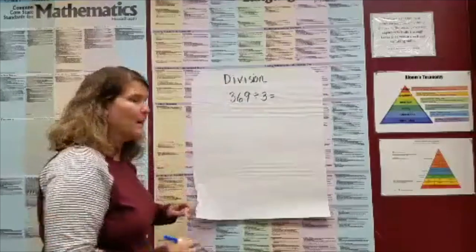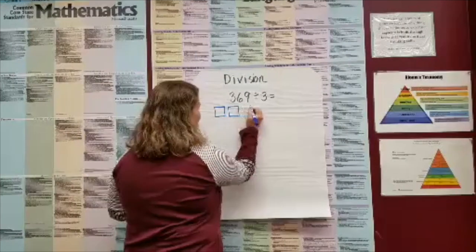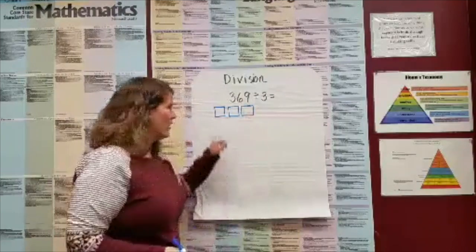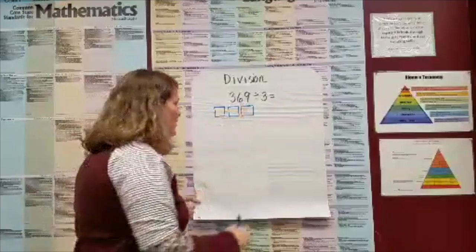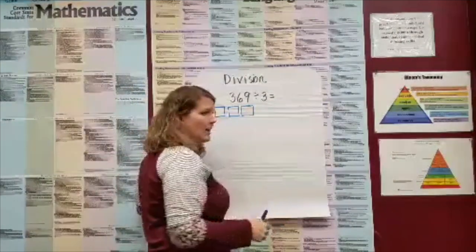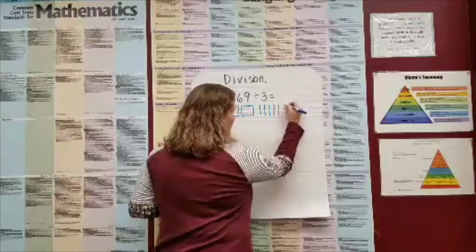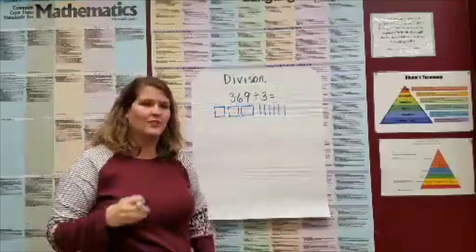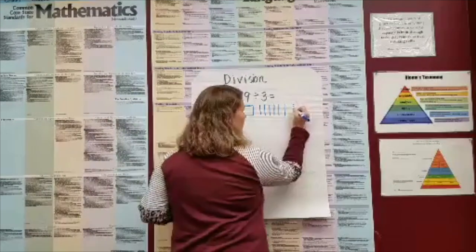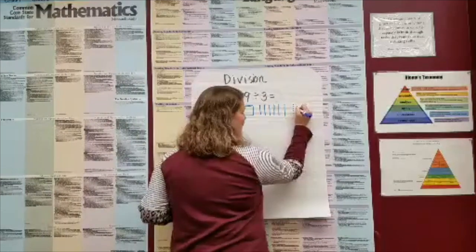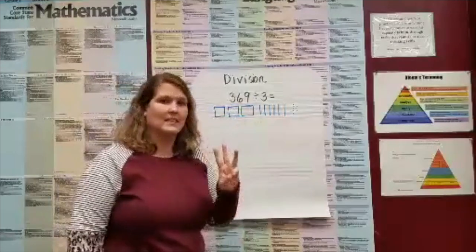I start by writing out my hundreds. When I draw hundreds as a quick pick, I draw them as flats. So I have 3 flats to represent my 300s. I have 6 in the tens place. When I draw tens as a quick pick, I'm drawing sticks. So I'm going to draw 6. In my ones place, I have a 9. When I draw ones as a quick pick, it looks like a dot. So I'm going to draw 9: 1, 2, 3, 4, 5, 6, 7, 8, 9. So now I have my quick pick showing 369, and I need to divide it by 3.